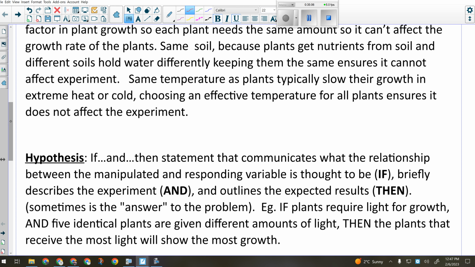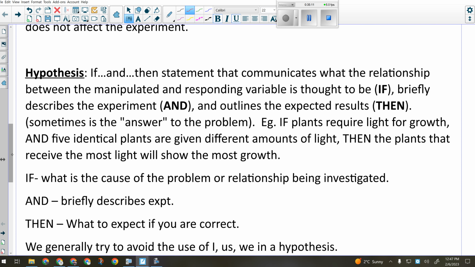Okay. So for this lab with the plant growth, I might write something like this. If plants require light for growth, I just said the relationship between light and growth that's required, and 5 identical plants are given different amounts of light, that's a very brief description of my experiment, but it's good enough, then the plants that receive the most light will show the most growth. Okay, is there a chance I'm going to have to reject this hypothesis? There is, because I have said the more light, the better. That might not be true. I might have to reject that.